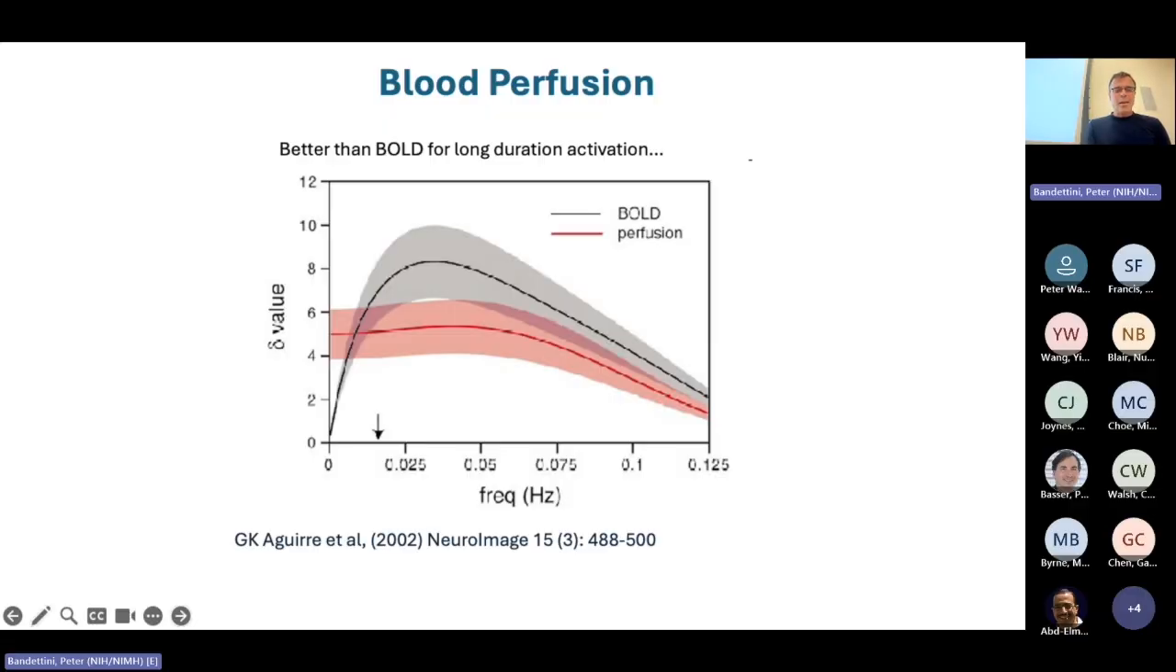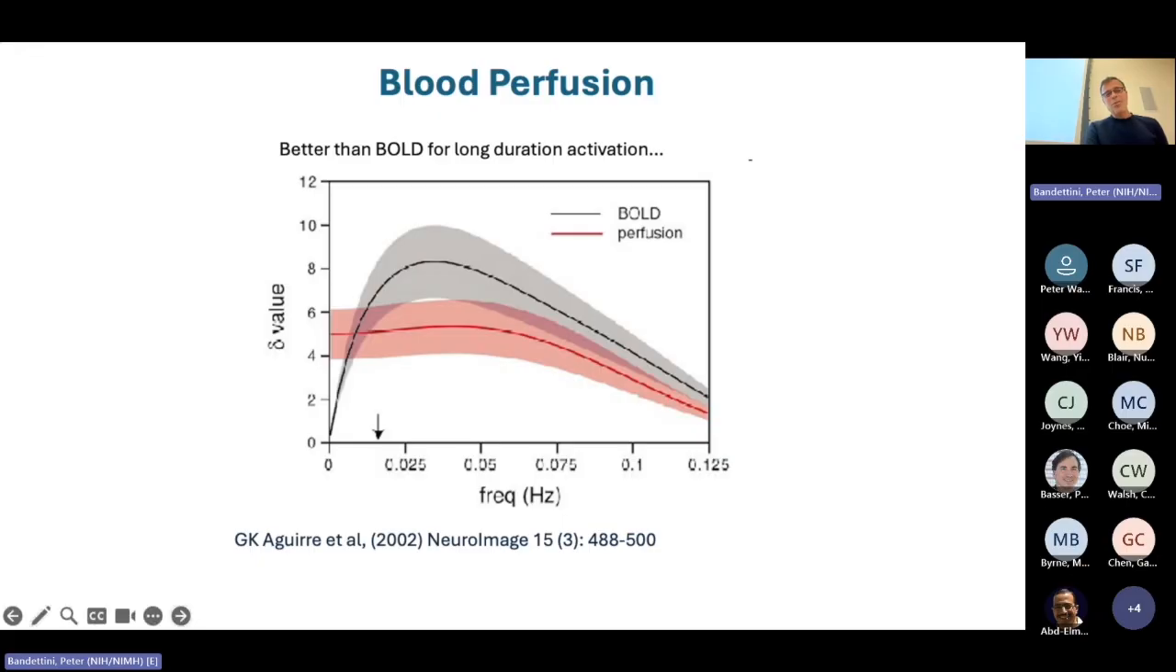And this is a plot of sensitivity versus your on-off frequency. As I mentioned, if you go really fast, things get not very sensitive. But for BOLD contrast at its optimal, which is maybe like 20 seconds on, 20 seconds off, the contrast noise is good. If you go slower, it goes down because the baseline drifts all over the place. And there's ways of correcting it, but it's never perfect.